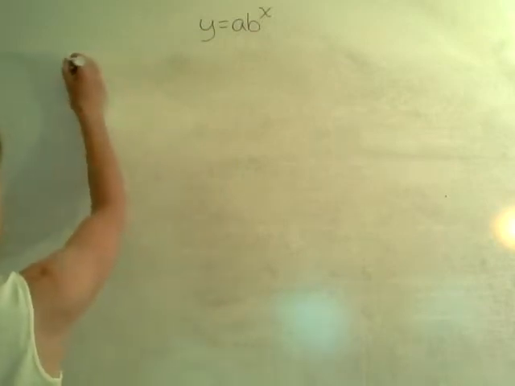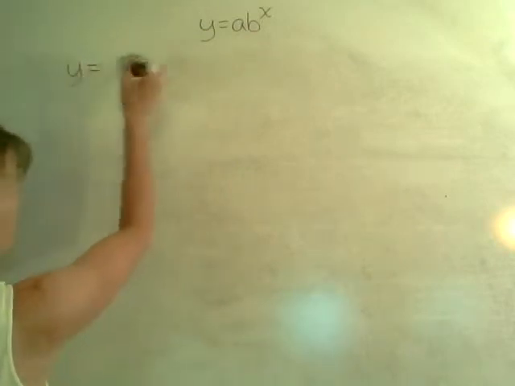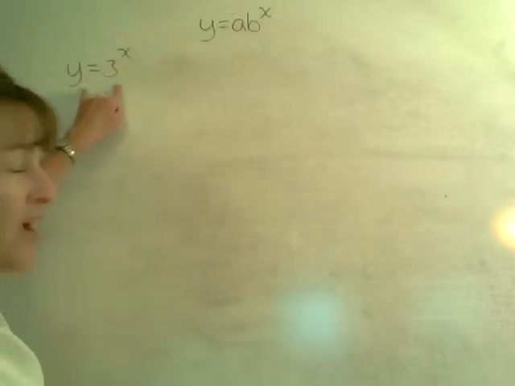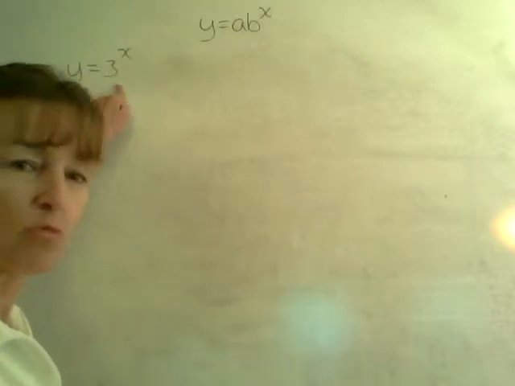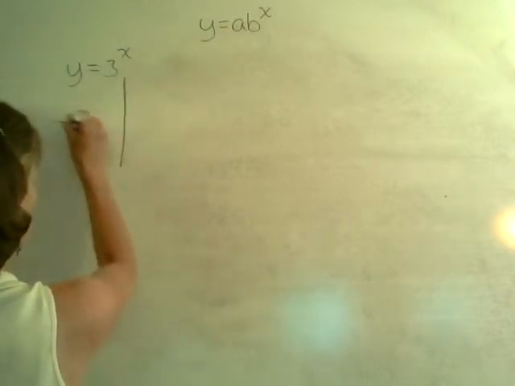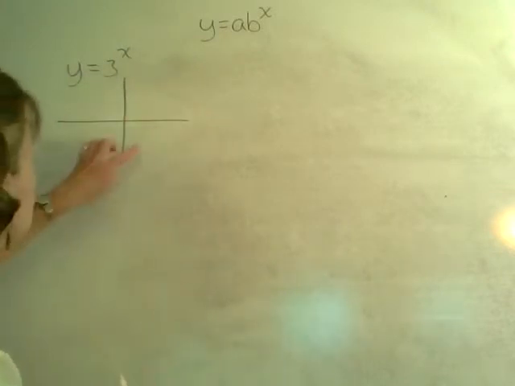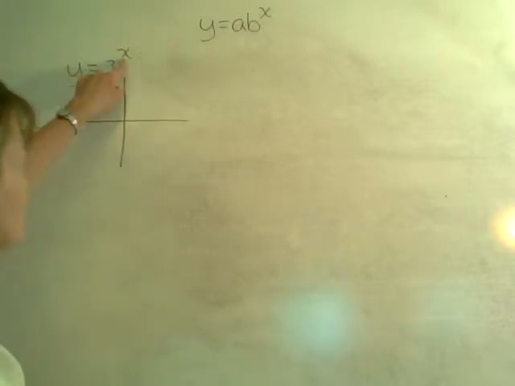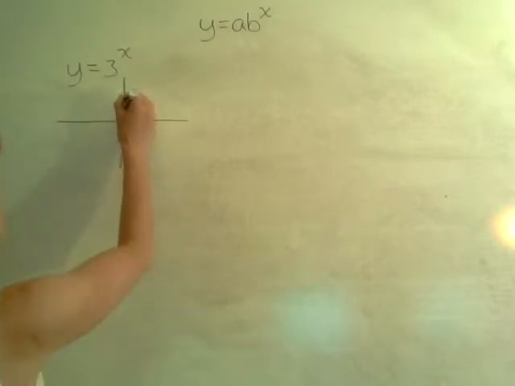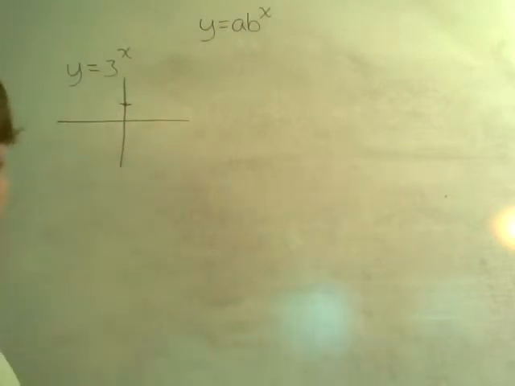So let's let, for example, besides a being 1, let b be 3. So I'm going to look at the graph of y equals 3 to the x. What's that going to look like? All right, this is going to be a parent function for us, a parent curve. So when x is 0, anything to the 0 power is 1. So when x is 0, y is 1. So this graph is going to go through the point (0, 1).